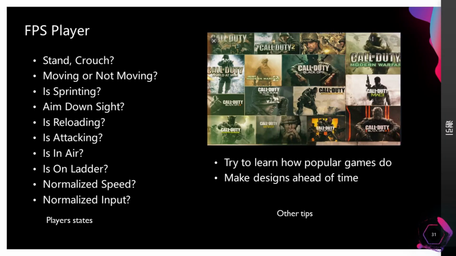FPS Player. This should be the core component of your player controller. You could have as many variables to keep track of the player status as needed. Like, is the player standing or crouching? Is moving or not moving? What's the speed threshold to differ moving? Is the player sprinting, ADS, reloading, attacking, in air and more? And a lot of your player behaviors will take these statuses into consideration.